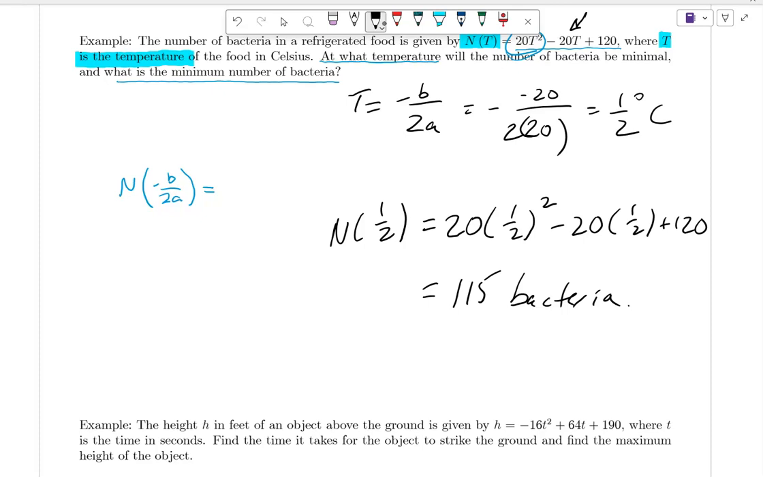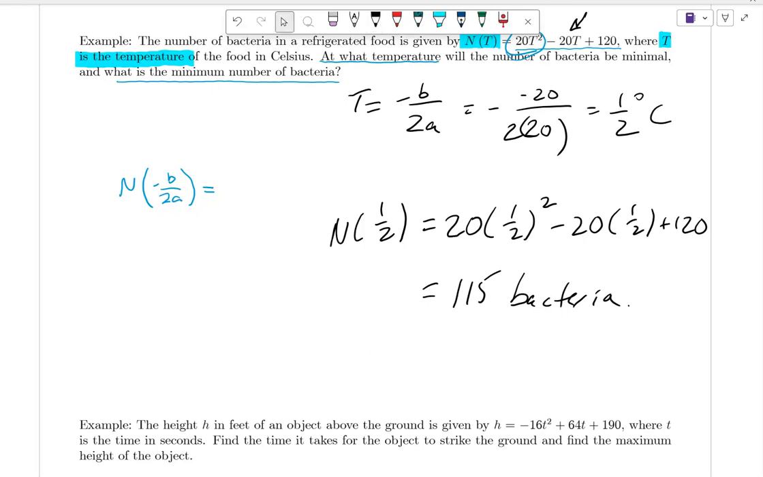Questions on that one? So again, if it's asking you when the minimum or maximum occurs, or at what value it occurs, we're looking for the x. If you're looking for the actual minimum or maximum value, you plug it into the function and get that one back out. All right.